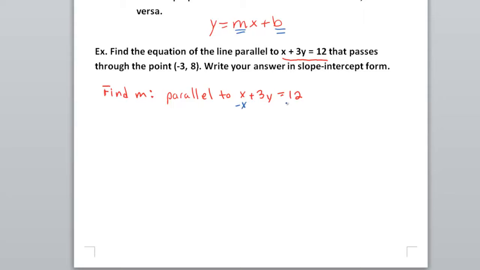So if we subtract the x from both sides, we get 3y is equal to -x plus 12. And then to get y by itself, we need to divide through by 3 on both sides. So we have y is equal to, the coefficient for the x here is a -1, so this is -1/3 times x plus 4. And so the slope that we're looking for is -1/3. So we found M.